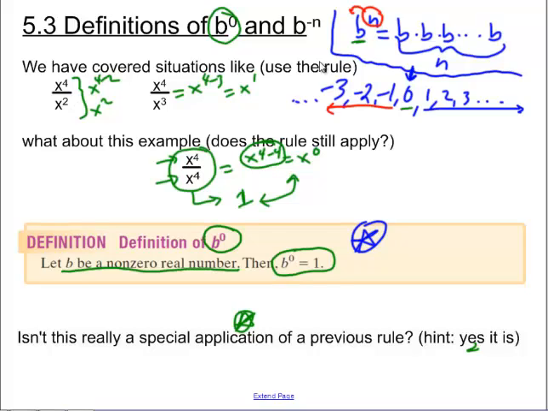Alright, welcome to the last video for section 5.3. This is B5.3D, like David. And we're going to go through, again, a couple more examples. So we're going to go through b to the 0 and b to the negative n.